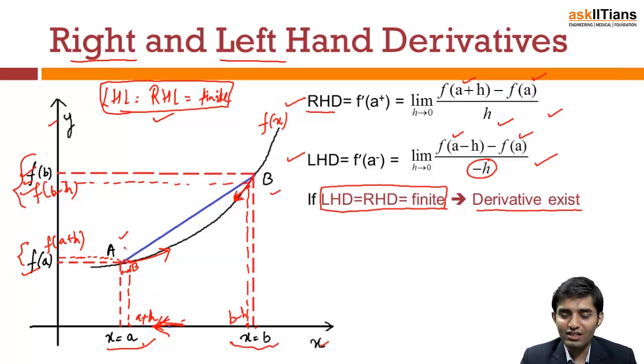Now derivative exists means dy by dx is possible; we can differentiate that curve. The curve is differentiable. All these are terms that we can use. I can say that the derivative exists, or dy by dx exists, or that the function is differentiable, derivable. I can say all this if LHD is equal to RHD is equal to finite. Remember, it should be finite. So this is the condition for a function to be derivable.